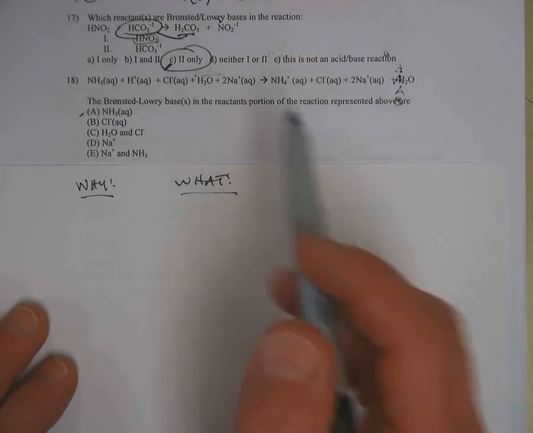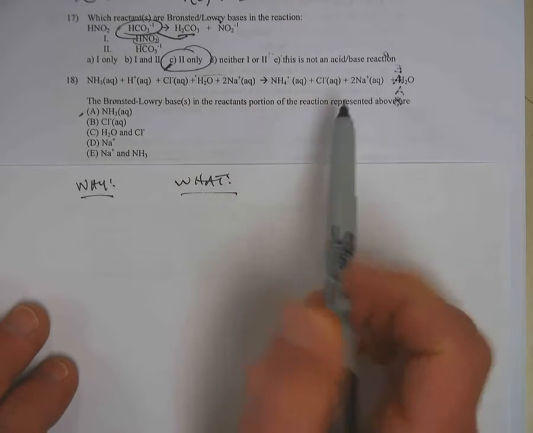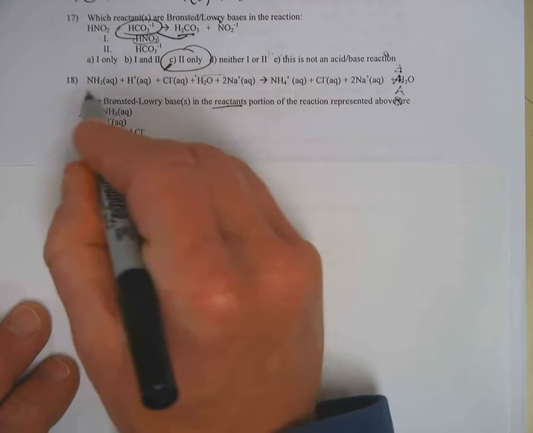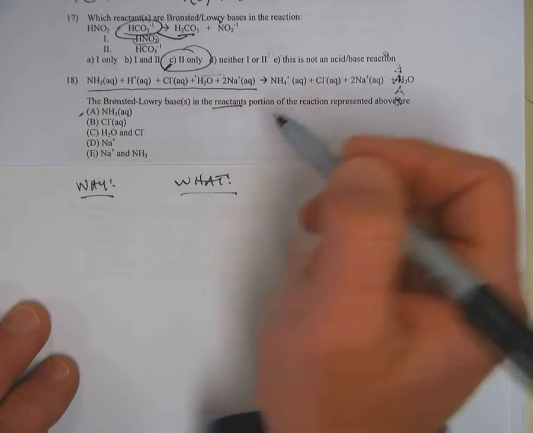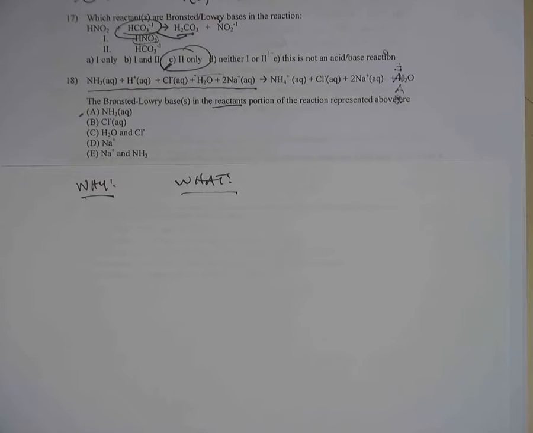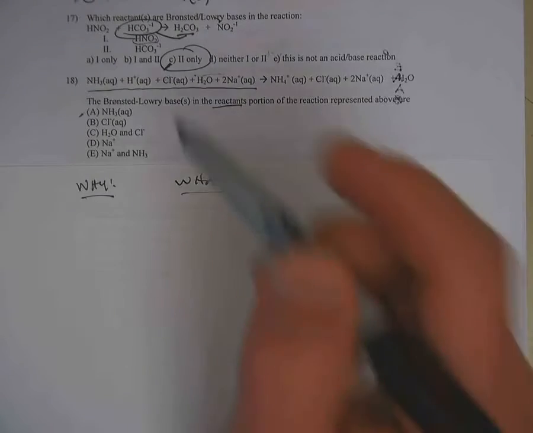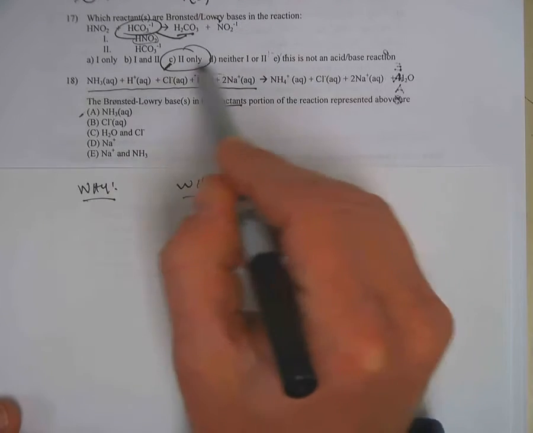Number 18, another acid-base question: a Bronsted-Lowry base in the reactants portion of the reaction listed above. So that means on this left-hand side right here, what's acting as a base? Remember your definition of a base? A base is an H plus acceptor. So we want to make sure that it accepts a proton from this side to this side.